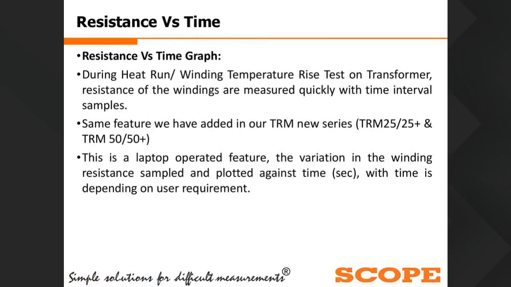So the next part that we have added in our instrument is the resistance versus time graph. As everyone is aware, there is one important test that is carried out during the type test or routine test, that is the heat run test, or we can say the temperature rise test. During the heat run test, we need to take samples of resistance with respect to time. With the help of our feature, we can measure the resistance versus time graph. Also, we can get all the data with respect to the user requirement.